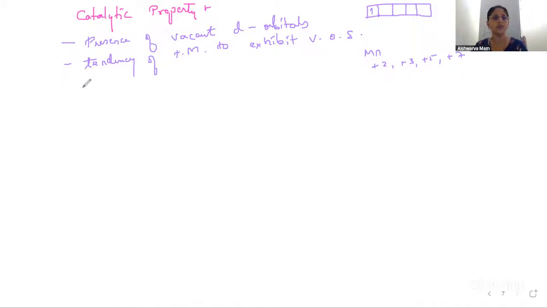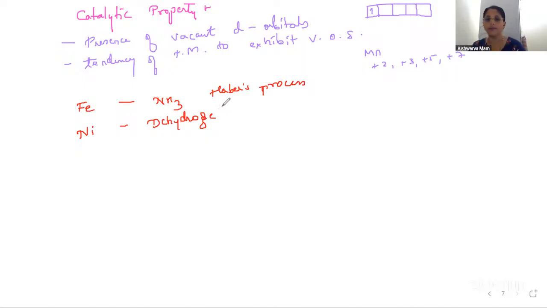Let me show you some of the examples we have discussed in previous slides also. Iron is used as a catalyst in the manufacture of ammonia, in Haber's process. Then you have nickel, which acts as a catalyst for dehydrogenation of oils and fats to get vanaspati. We use finely powdered nickel for dehydrogenation of oils to form vanaspati.